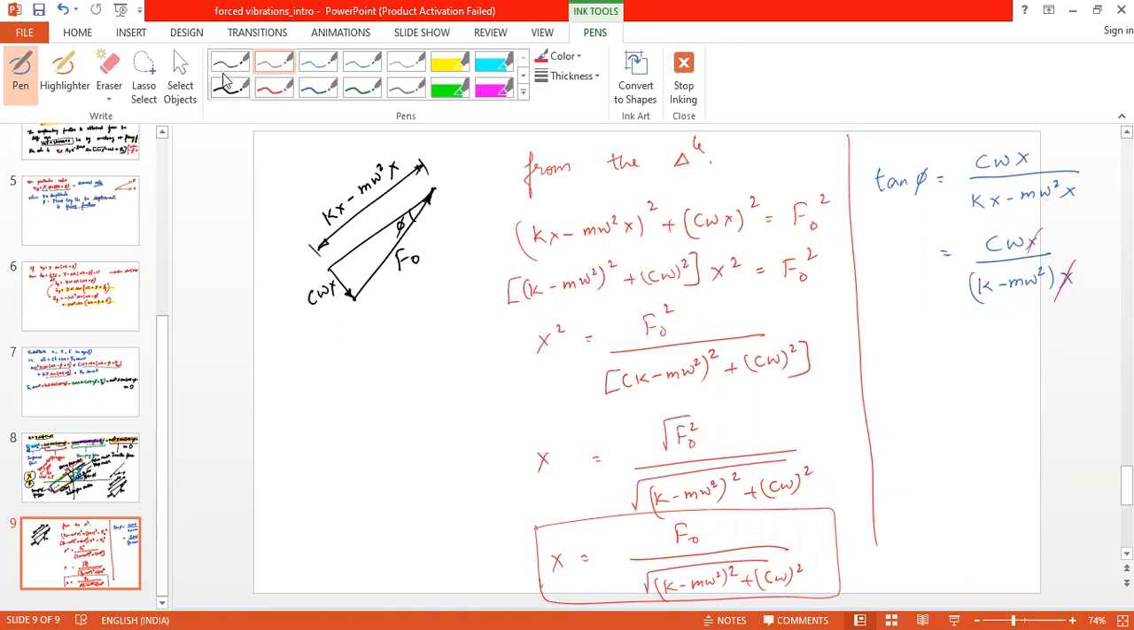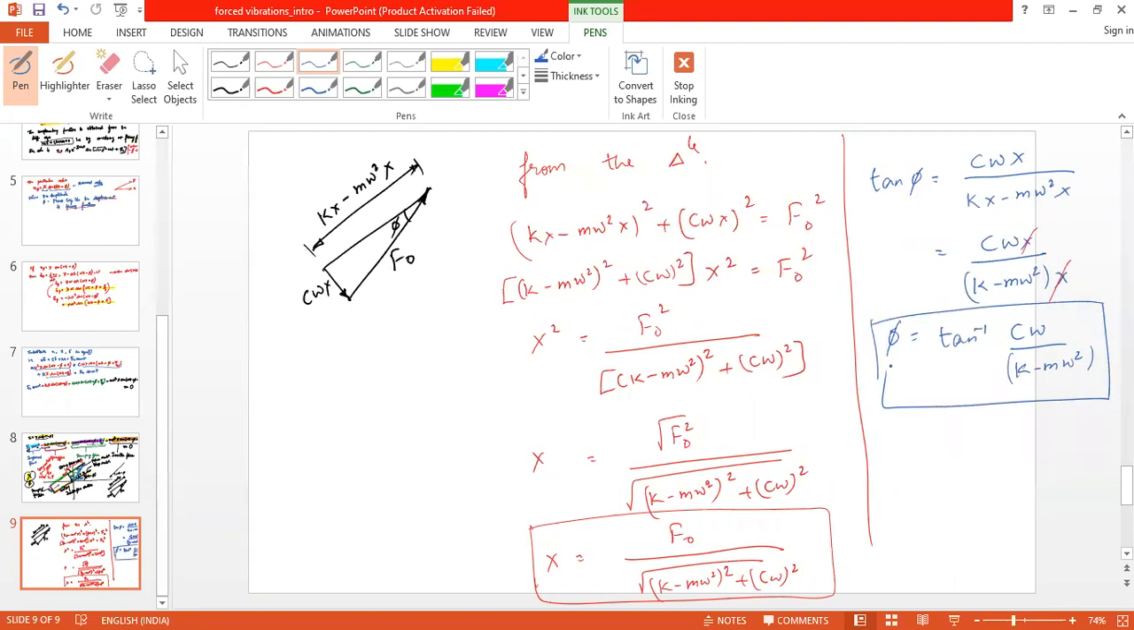So here this x will get cancelled. Our phi is equal to tan inverse of c omega by k minus m omega square. So this is the expression for phi. But these are not the required format. We need to modify this so that we can get this in a non-dimensional form. Let's say this is equation 1 and this is equation 2.